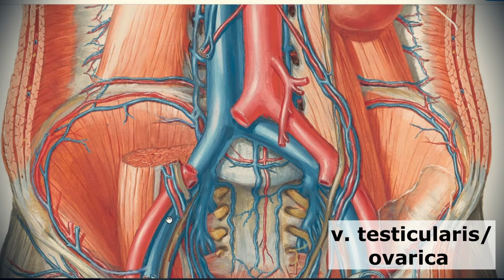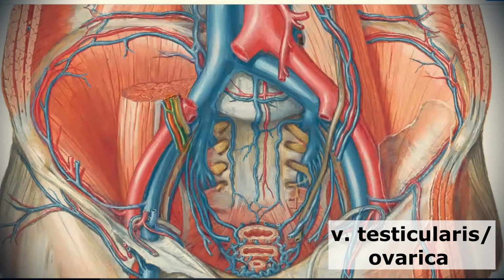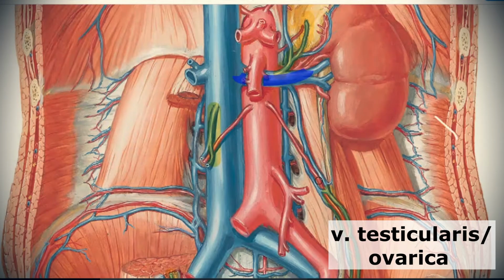If you talk about the right one, here is the right testicular vein, it goes up and falls into the vena cava inferior directly. But if you talk about the left one, here is the vena testicularis sinistra, it goes up and also falls into the vena renalis sinistra, not into the cava inferior.